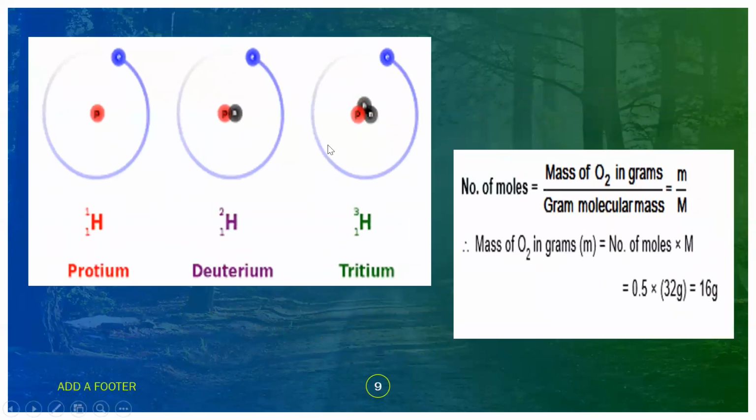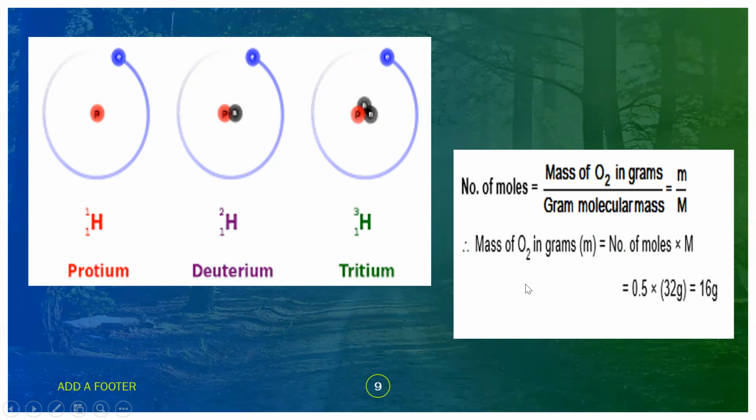Here is another example, the isotopes of hydrogen: protium, deuterium, tritium. Protium basically contains one proton and there are no neutrons. In deuterium, one proton, one neutron. And in tritium, there are two neutrons and one proton only.